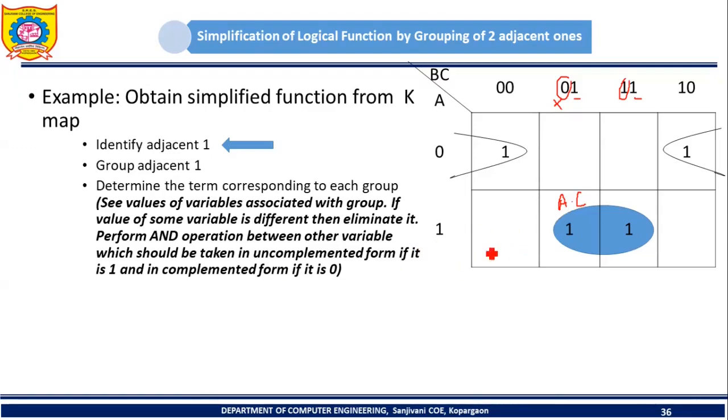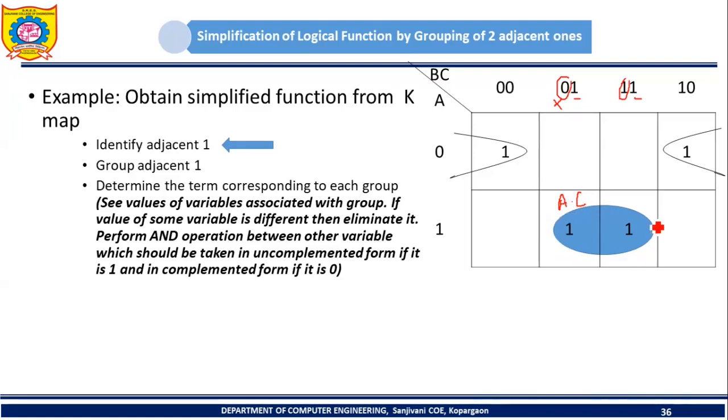Now see, what is the value of A for this group? It is 1, so that's why this A should be taken in uncomplemented form. What is the value of C for this particular group? The value of C is 1, so that's why C should be taken in uncomplemented form. And if the value of that variable is 0, then it should be taken in complemented form. So for this group, the values of A and C are 1 1, so that's why here I have taken the uncomplemented form of variables A and C.